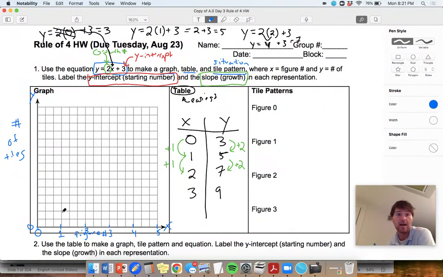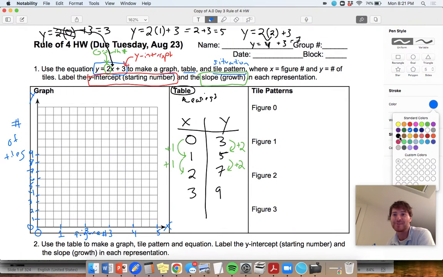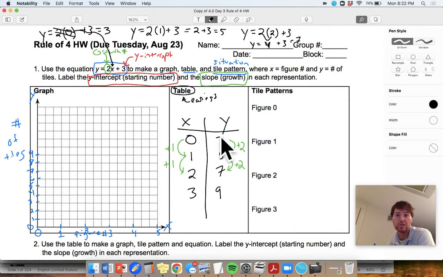So in my y-axis, I'm going to go up by 1. So 0, of course, is the origin right here. 0, 1, 2, 3, 4, 5, 6, 7, 8, 9. Okay? And I'm going to go ahead and graph this out. So I just graph out these points here.